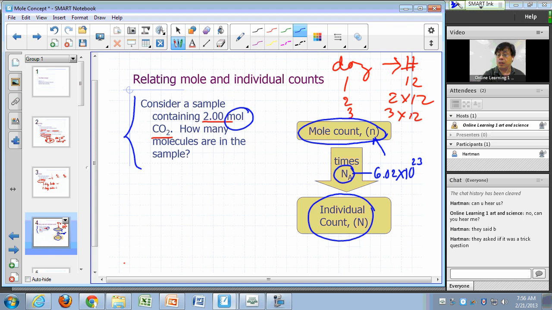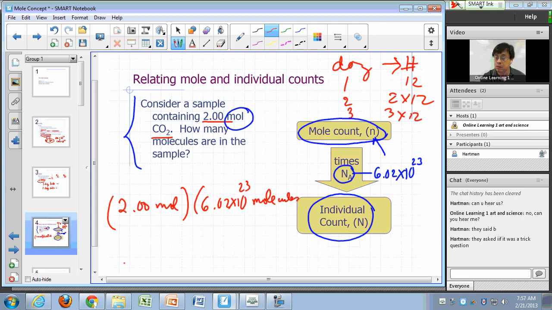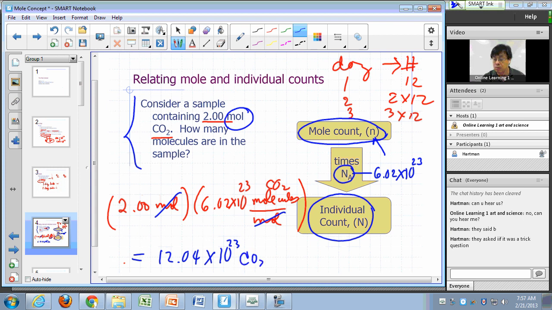So if in this question you're asked, how many molecules are there in a sample that has 2 moles of CO2? You would say 2.00 mole times Avogadro's number, which is 6.02 times 10 to the 23rd molecules per mole. What kind of molecules? In particular, CO2 molecules. So you can see your mole unit cancels out. So the answer here is 12.04 times 10 to the 23rd. 2 times 6 is 12 CO2 molecules.